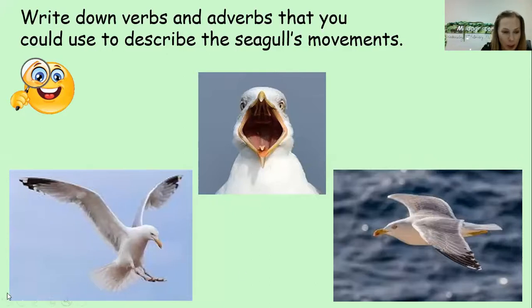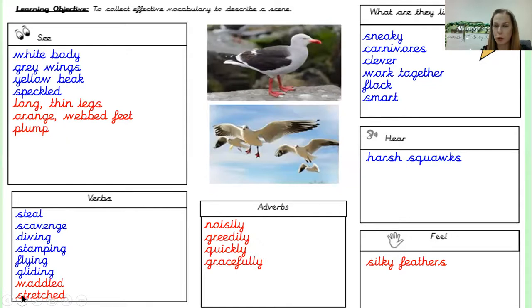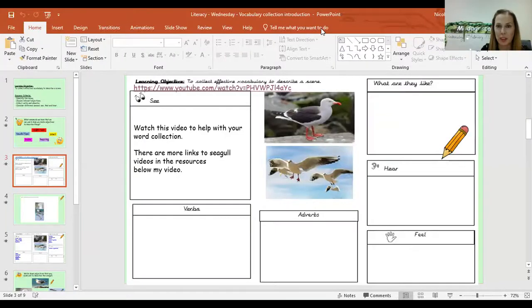Okay, these are some that I came up with. I added to the verbs waddled for how they might walk on the sand, stretched for when they stretch their wings out to take flight, noisily, they definitely squawk noisily, those seagulls. And I also came up with greedily for how they just swoop down and snatch things off people greedily, quickly. And they can also fly gracefully when they're soaring through the air. Okay, so what are you going to come up with?